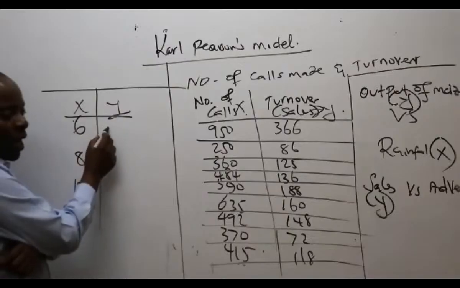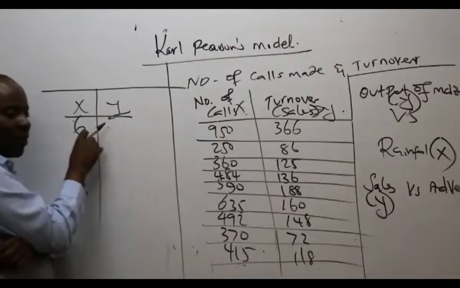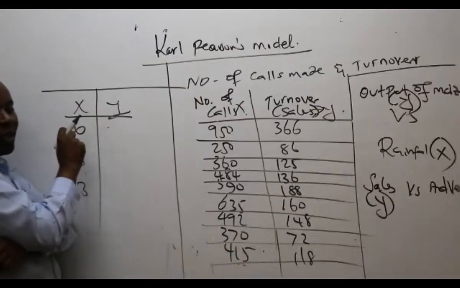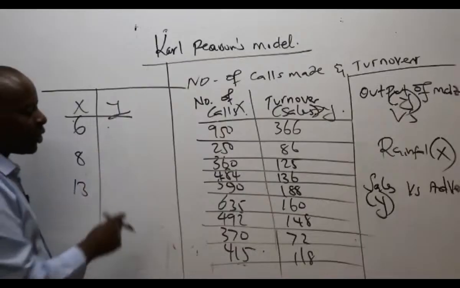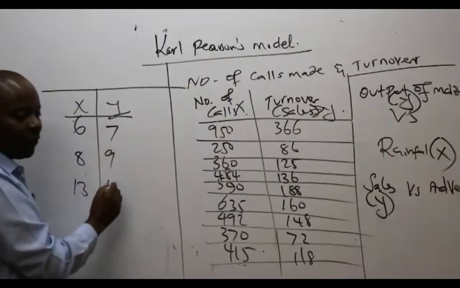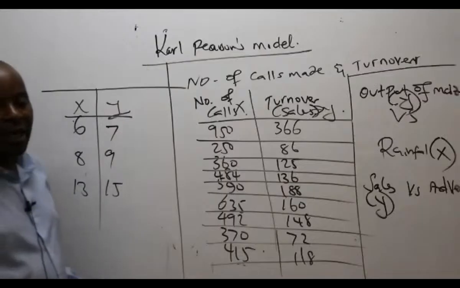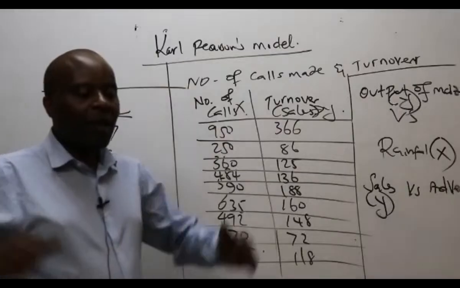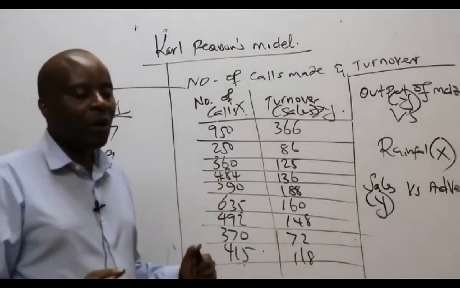How about summation of Y? Or not summation, but the Y parameters, the Y metrics. So inakuwa ni 7, 9, 15. 7, 9, and 15. So the gentlemen will take exactly 5 minutes break. When we come back, we shall be able to continue right away from here.